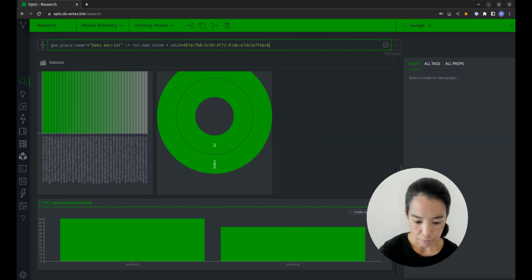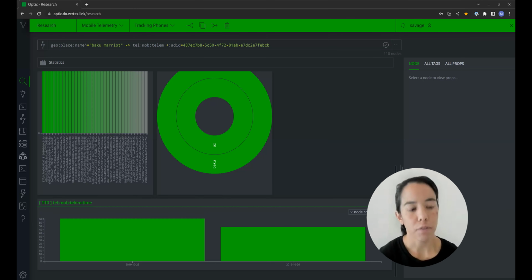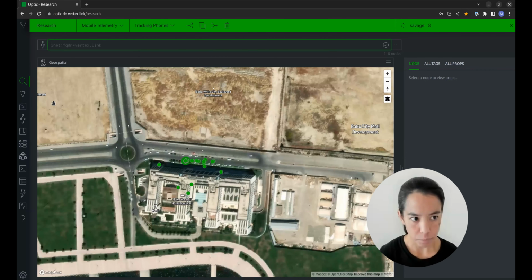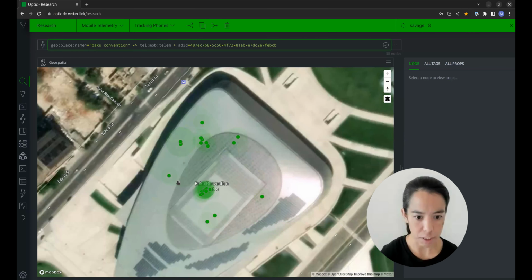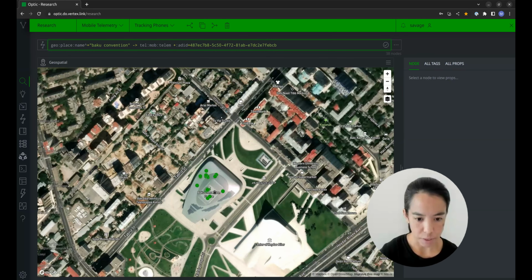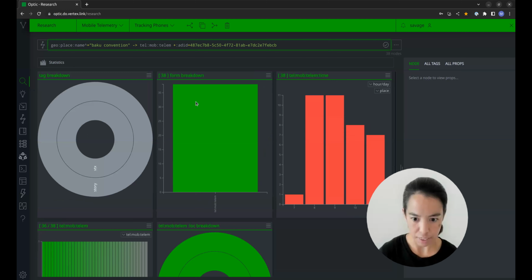Another area that we saw a lot of beaconing activity from this phone in this same time window was, if we go back to geospatial, a convention center that was nearby, the Baku Convention Center. If I zoom out a little bit, we can see where this is. So all of these green spots here is where the phone is beaconing. And this again would be something that I would want to go and take a look at the stats mode and see what kind of the breakdown of that activity is.